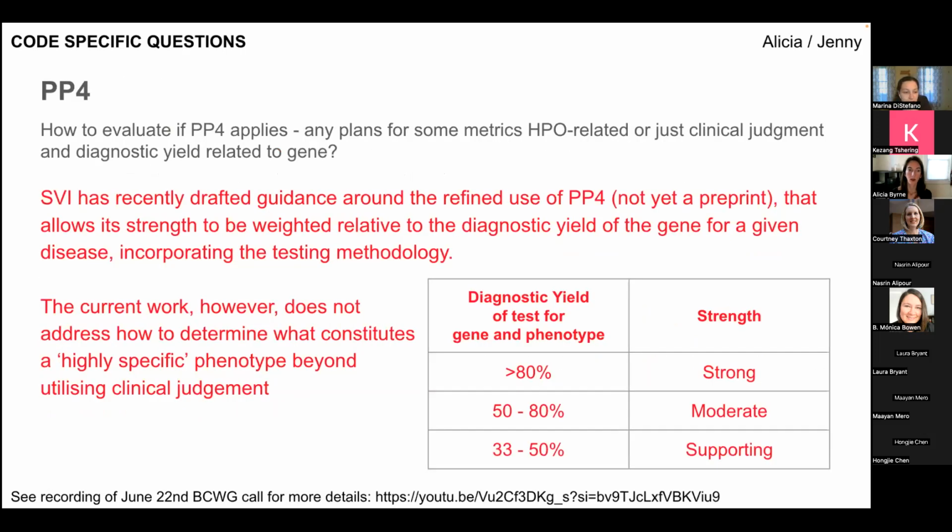Okay, so Alicia and Jenny. Yeah. Okay, so our next question wasn't about the population-related codes. We're now moving on to thinking about case observation-related codes. And specifically, the question was about how do we evaluate if PP4 even applies? And are there plans within ClinGen for there to be some HPO-related metrics to be developed, or is it just clinical judgment and diagnostic yield related to the gene?